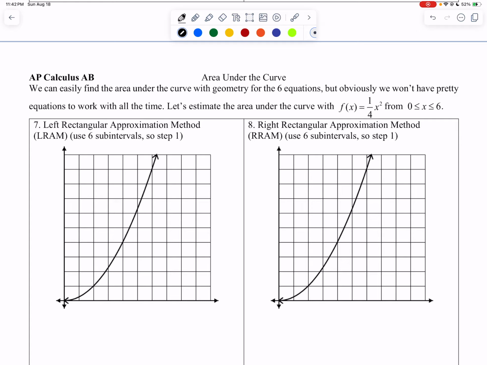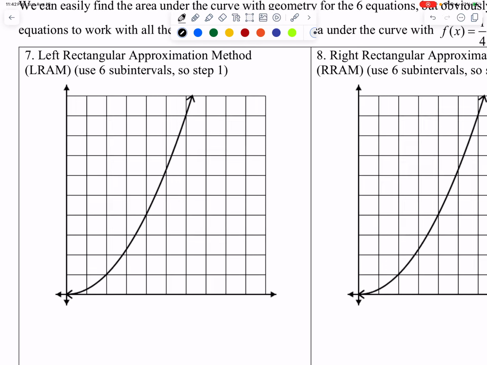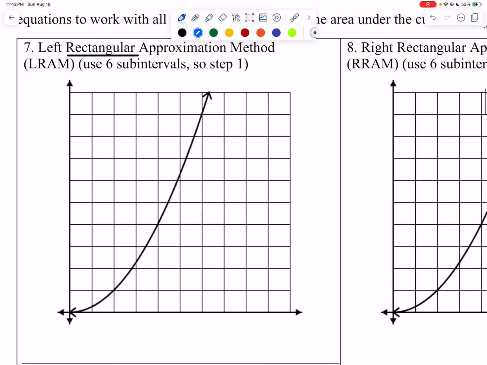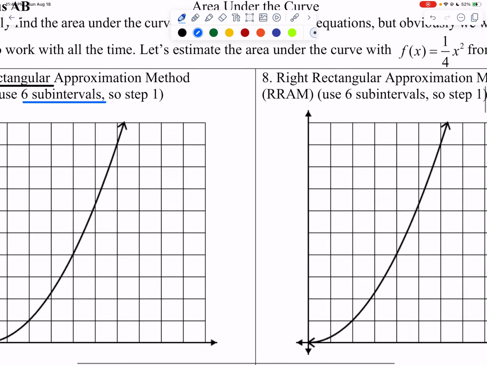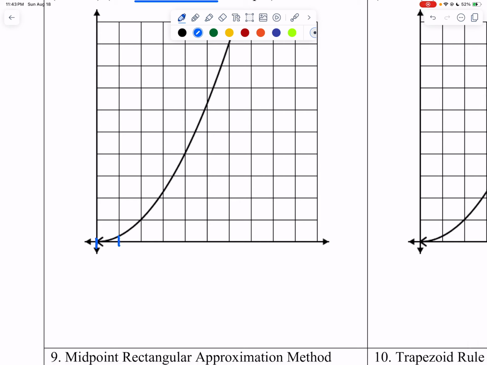So the first method that we're going to learn is the left rectangular approximation method, which is going to be called a left Riemann sum. So a left rectangular approximation method just means that we're going to be using our leftmost x value and then using that to help us form rectangles, because that's what we are trying to do here, form rectangles. We are going to be using 6 subintervals since we're going from 0 to 6 here. So I have 0, 1, 2, 3, 4, 5, 6.